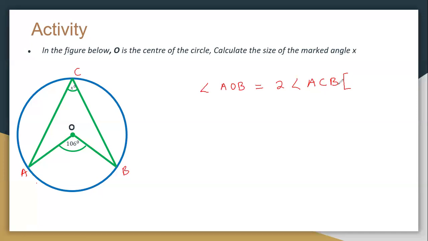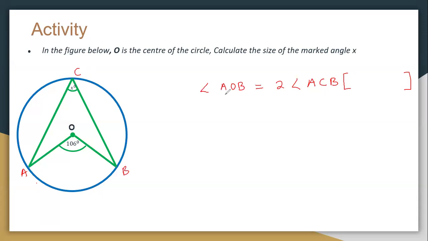You can even put the reason, because people may not know why you are saying so. Which theorem are you applying? Here you can say: the angle subtended at the center is always twice the angle at the circumference. So that is the reason.